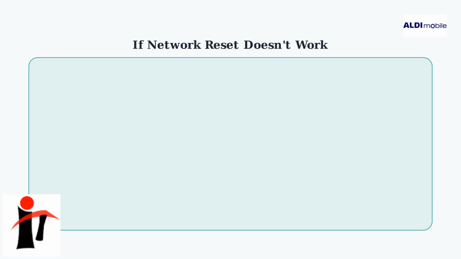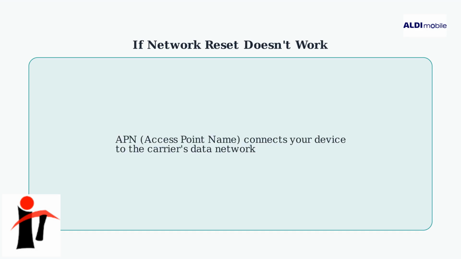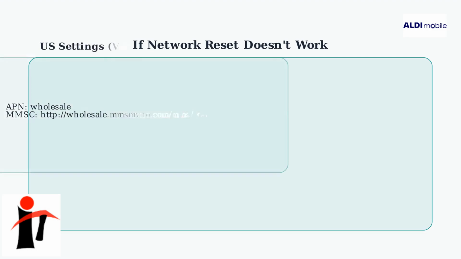If resetting your network doesn't work, you likely need to manually configure your APN settings. This tells your phone how to connect to ALDI Mobile's data network. APN stands for Access Point Name, which is a gateway that connects your device to the carrier's data network. The correct APN settings depend on whether you're in the US or Europe.